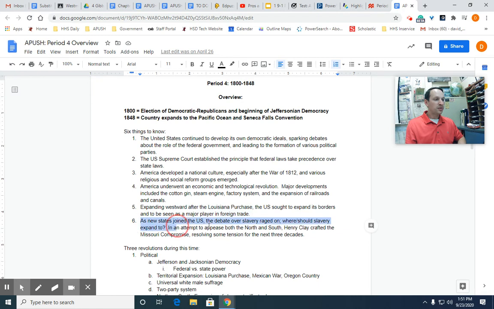Number 6, as new states join the U.S., the debate over slavery rages. Where should slavery expand to? So if you remember from 8th grade, we got the Missouri Compromise. Eventually, in the next unit, we're going to do the Compromise of 1850, but we're kind of kicking the can down the road as a country. The Constitutional Convention proved that slavery was always going to be an issue between North and South. And the more the U.S. expands westward, the question is, well, are these new states going to be free states, or are these new states going to be slave states? And that's going to be a huge issue, huge wedge issue that divides Americans north and south.